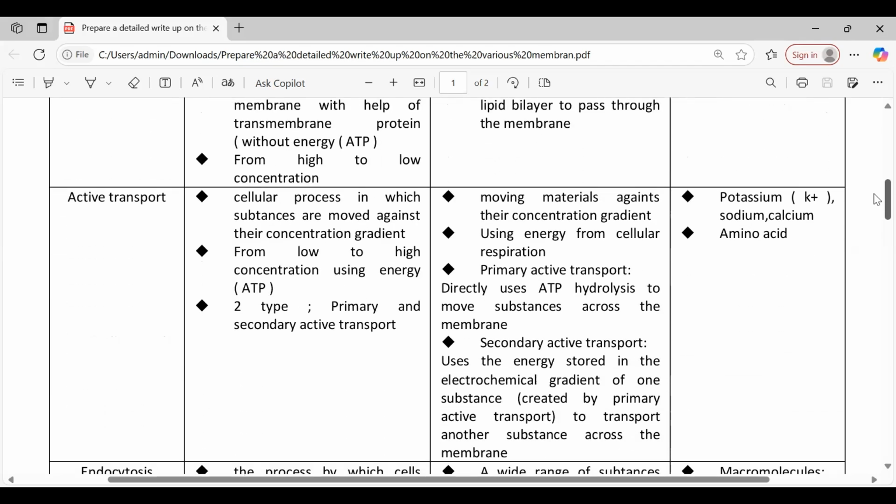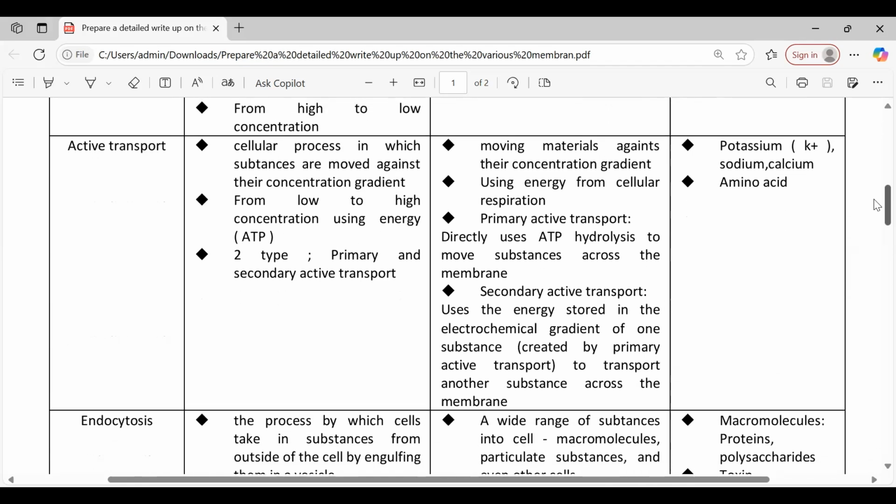Next is number 5, active transport. The description is a cellular process in which substances move against their concentration gradient, from low to high concentration, using energy. There are 2 types, primary and secondary active transport. The substance transported is moved against its concentration gradient using energy from cellular respiration.